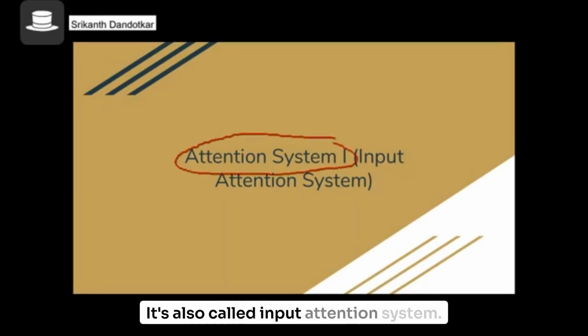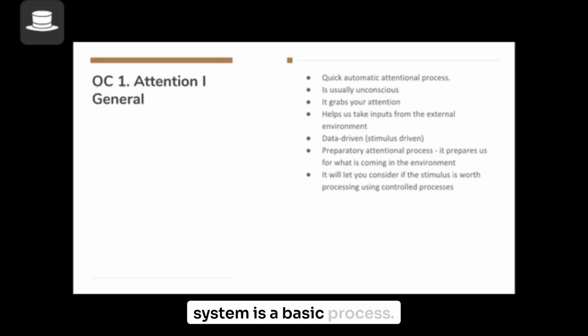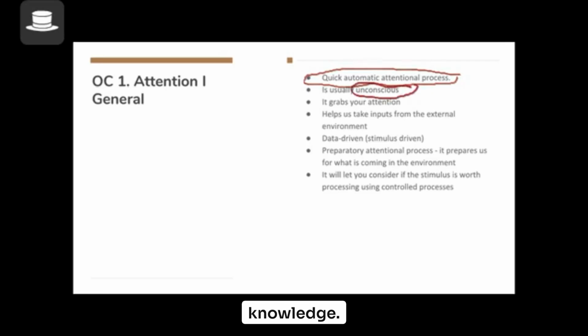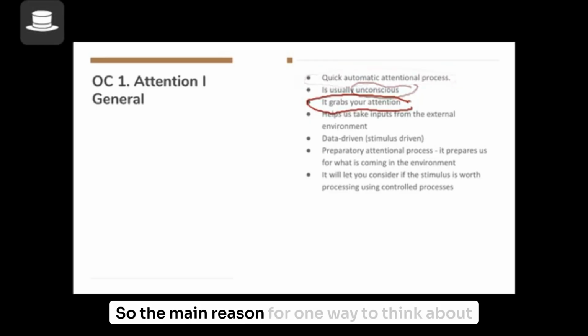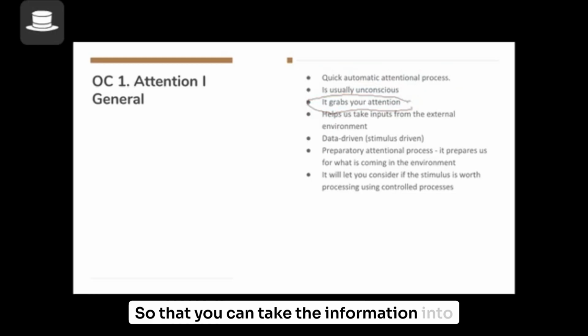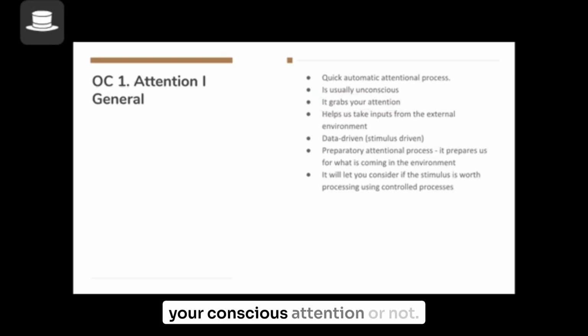It's also called input attentional system. Now, to differentiate from the conscious or control attentional system, input attentional system is a basic process. It's quick and it usually is unconscious. In other words, it happens without your knowledge. It is related to situations that grab your attention. So one way to think about attention system one is the immediate response system, so that you can take the information into your system and then decide whether it needs your conscious attention or not.